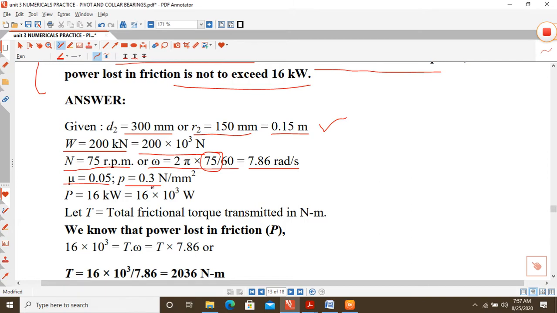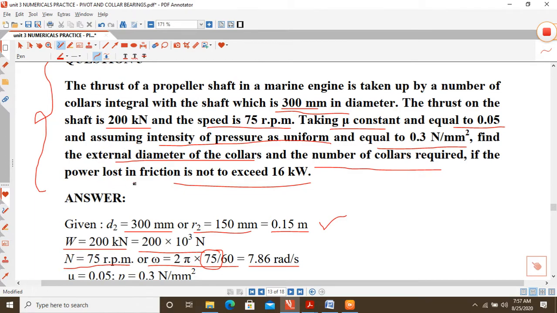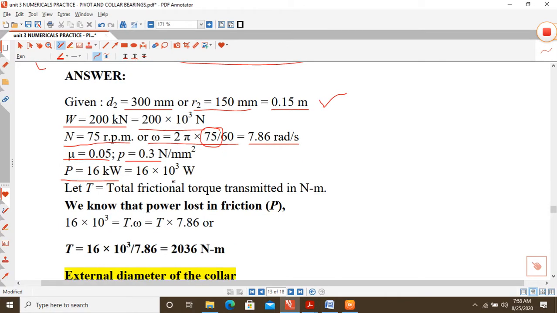Okay, intensity of pressure is 0.3 Newton per mm square. Now power is given, that is 16 kilowatt. We are given power lost in friction as 16 kilowatt maximum, converted into watts, that is 16 into 10 raised to the power 3 watts.